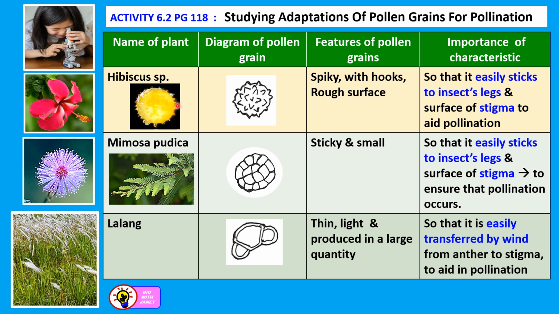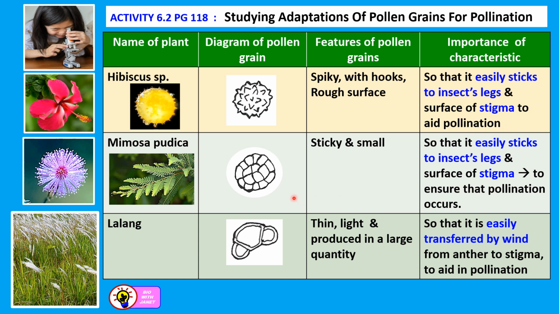If you look at it under the microscope, it looks like a mini durian. It's round with a lot of spikes on it, just like a very round durian. Anyway, don't call it a mini durian in your answer, that's just how to describe the pollen grain. It is spiky, it has hooks or spikes, and basically it has a rough surface. The importance of this characteristic is that the pollen grain can easily stick to the insect's legs and surface of the stigma in order to ensure that pollination occurs.